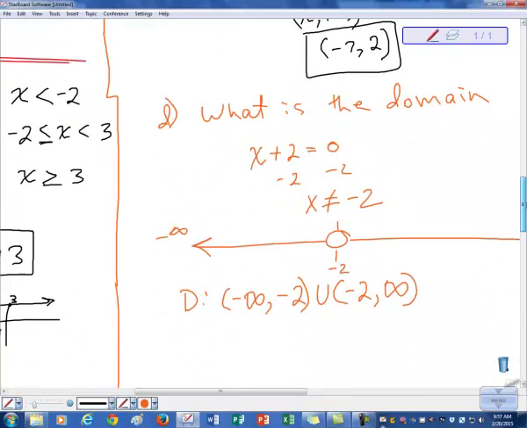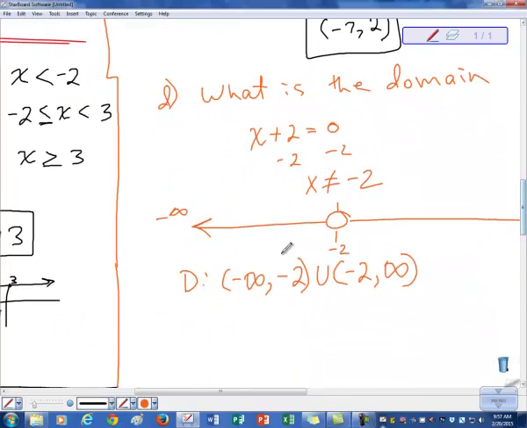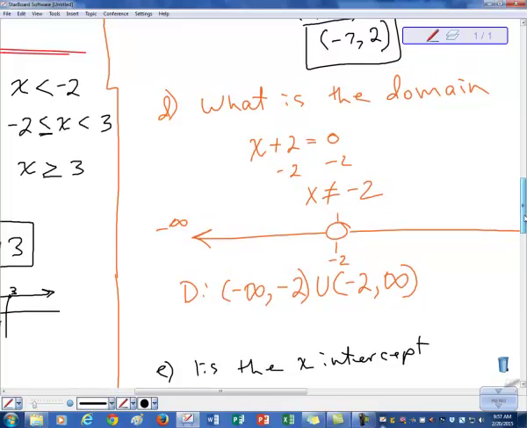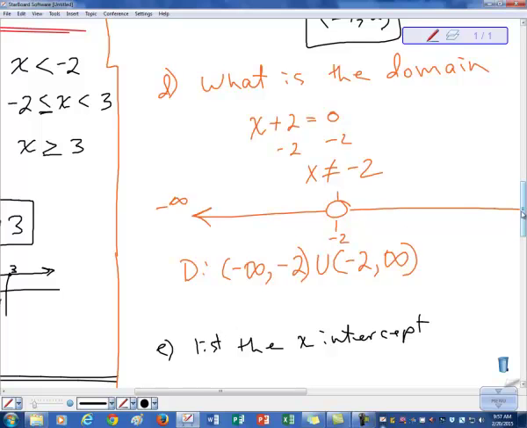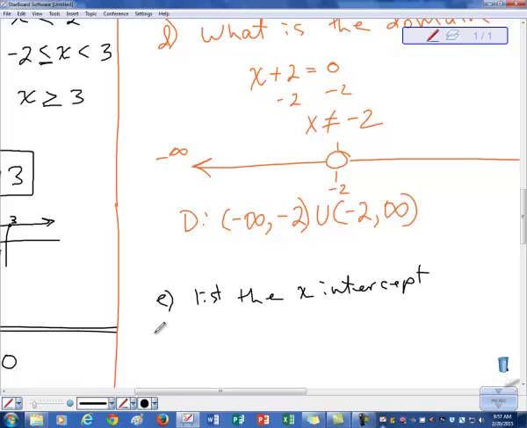We also want to do part E, list the x intercept. And in this part you've got to show algebraically how this is done. So to find the x intercept, we set y equals 0, solve for x. To find the y intercept, set x equals 0, solve for y.